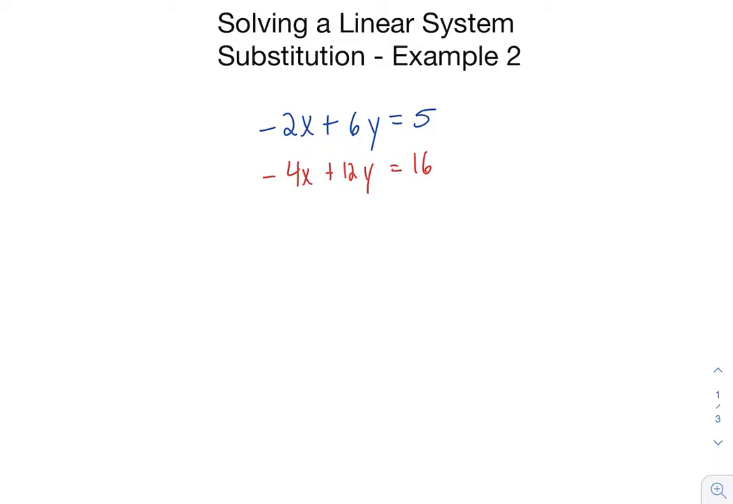So here we have a new system, our blue equation, negative 2x plus 6y equals 5, and our red equation, negative 4x plus 12y equals 16. Now, again, first step, we need to solve for one of our four variables, either the blue x, blue y, or red x, or red y. In this example, none of the variables have a coefficient of 1. So we have to decide what variable can I solve for that's not going to give me any fractions.